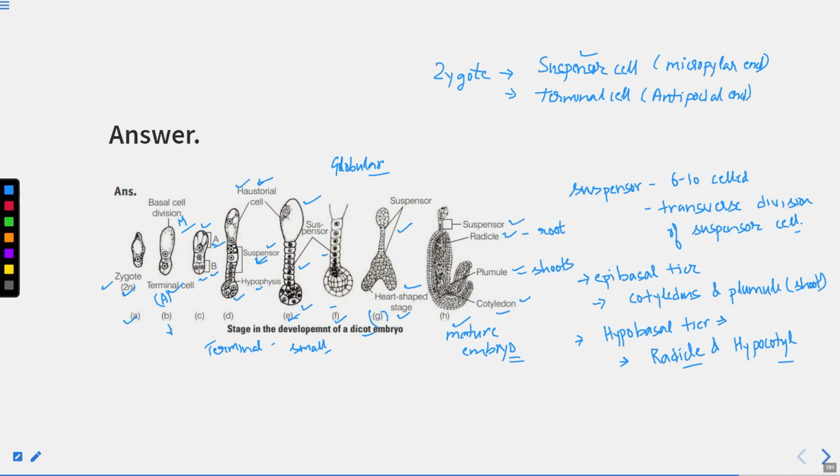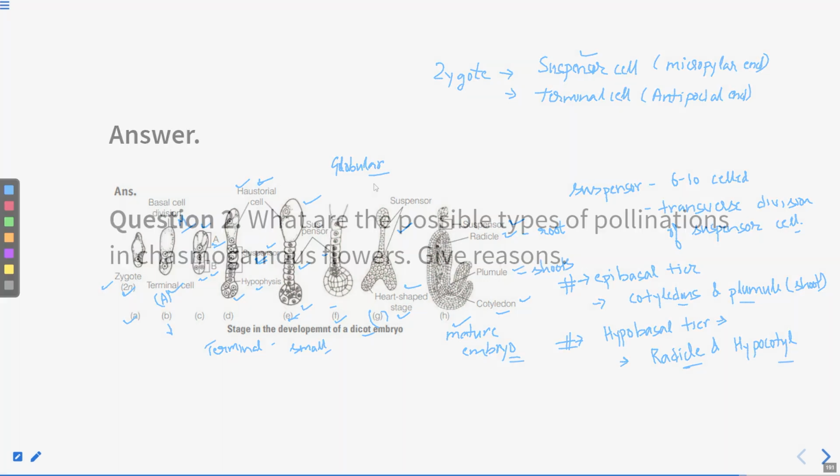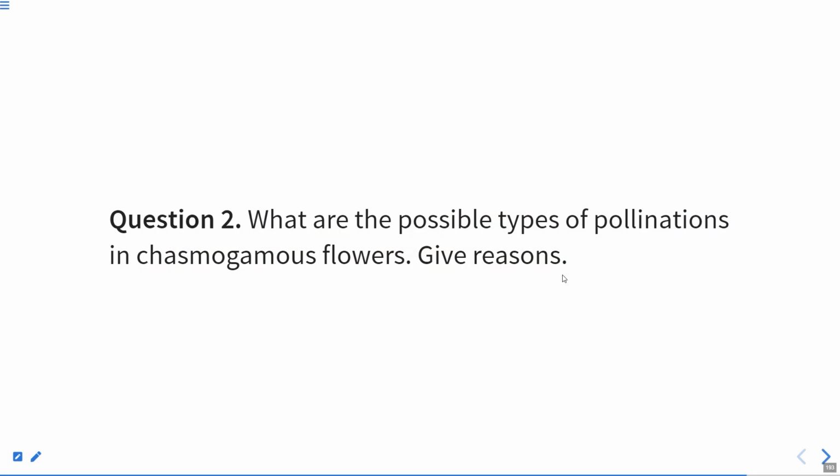This is clear. And this also I have told you, embryonal cells divide to form 2 tiers. First one is epibasal tier, second one is hypobasal tier. Epibasal tier will give rise to cotyledons and the plumule, and hypobasal tier will give rise to radicle and the hypocotyl. So this is clear. Now let's move on to the next question. Let's start with question number 2.